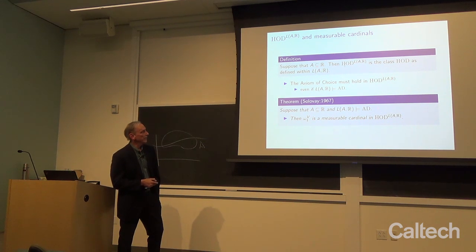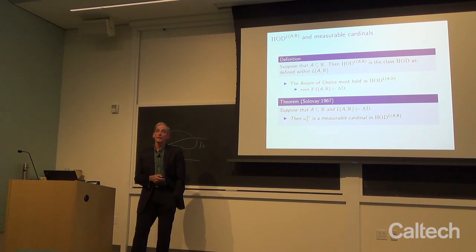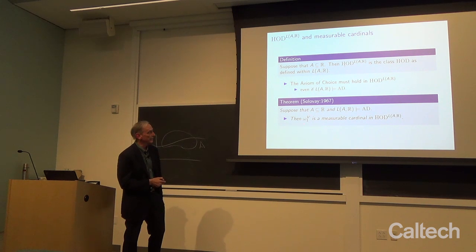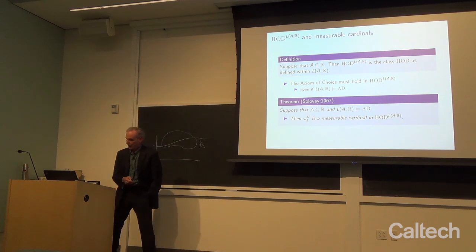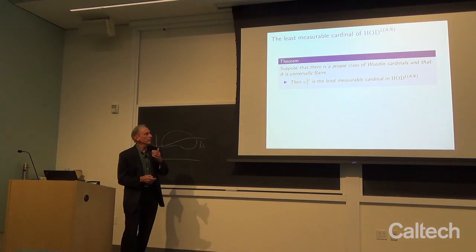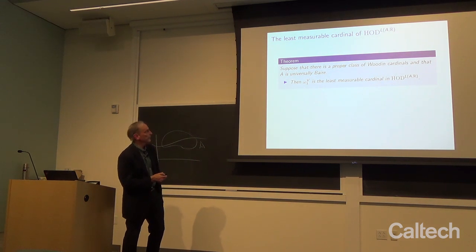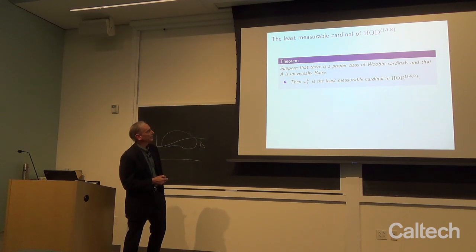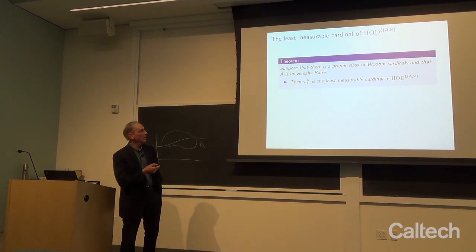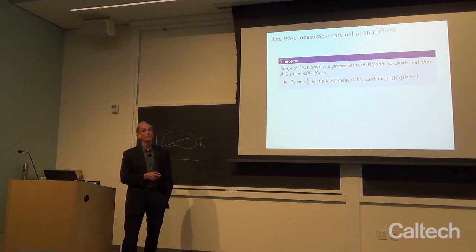Assume you have a set of reals A and the axiom of determinacy holds in L(A,R). Then ω1 of V is a measurable cardinal in the HOD of L(A,R). HOD of L(A,R) is not going to have all the reals, so there's no reason to expect that this is the ω1 of this model, and it's not. It's a large cardinal. Well, this is looking promising. There's a slight problem. Suppose there's a proper class of Woodin cardinals and that A is universally Baire. Then ω1 of V is the least measurable cardinal of HOD. There's not enough richness in the HOD of L(A,R) below ω1.